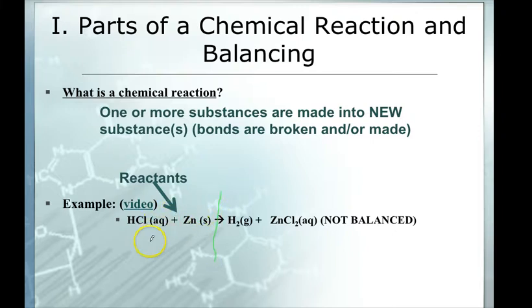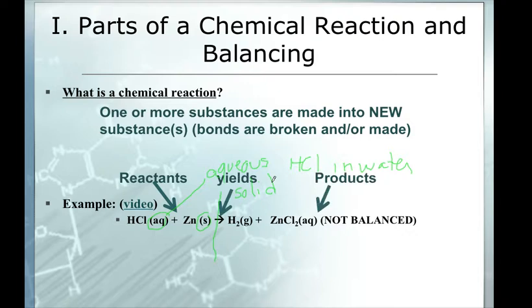There's two reactants. If you look at that, aq means aqueous. And what that means is, and you should write this, is that you have HCl in or mixed with water. Okay? The zinc, the s, means that it is solid zinc. It's in the solid phase. And those are the reactants. The arrow means yields or produces. And then you have the products.